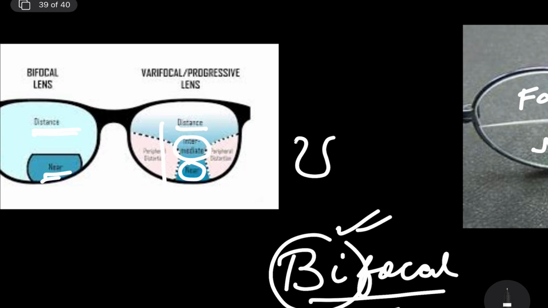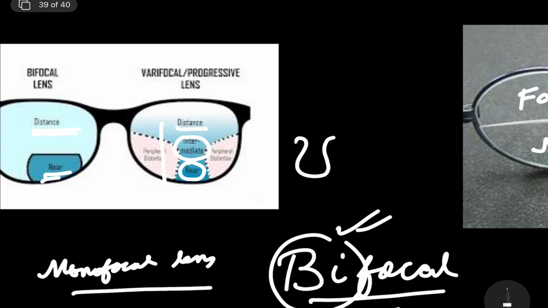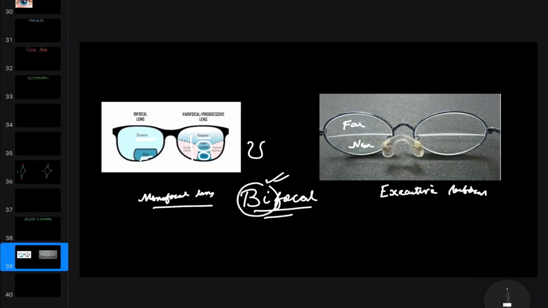However, what if the patient does not have myopia? If the patient had perfect eyesight and now the patient is suffering from presbyopia, then obviously the patient will not need bifocal lens or varifocal or progressive lens. Then the patient will use what? Just plain monofocal lens. What kind of monofocal lens? Converging, convex, plus power. As simple as that. Done. That was all. Okay. So that's how we treat presbyopia. That was all about presbyopia.